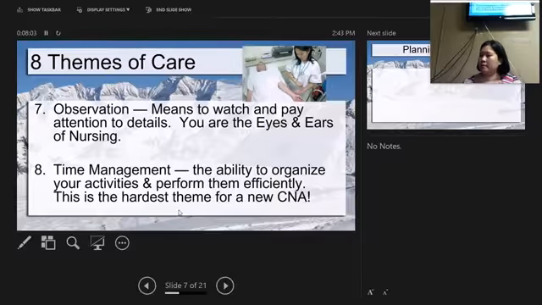Time management is important. We want to make sure we get our job done, doing it efficiently, but a lot of times this is the hardest one for new CNAs because it's new to you and you don't have your groove and you don't know how to do things or take shortcuts that are safe or get everything done, or you spend a little bit too much time with activities or talking to people instead of actually doing your job well. But as you work, the more experience you get, the better you'll get at time management skills.